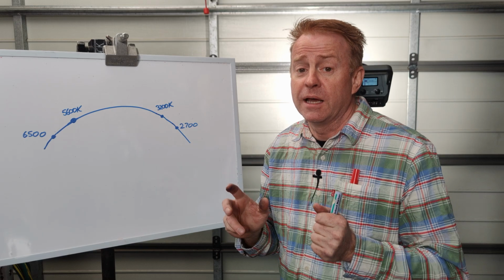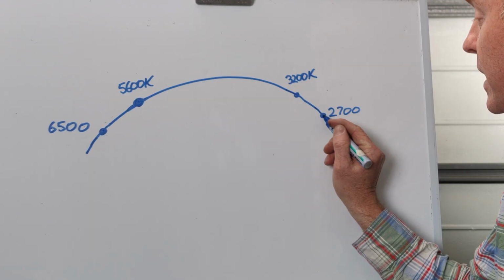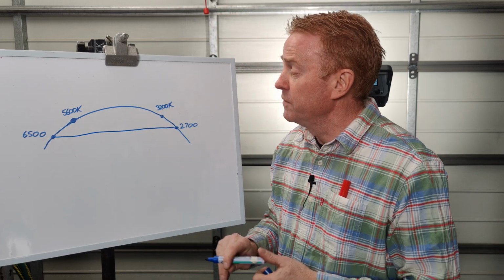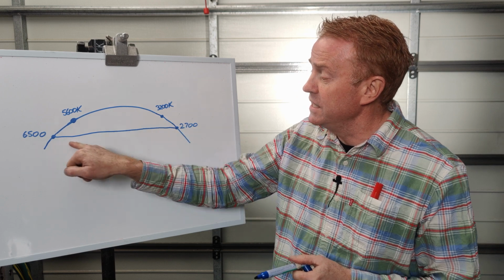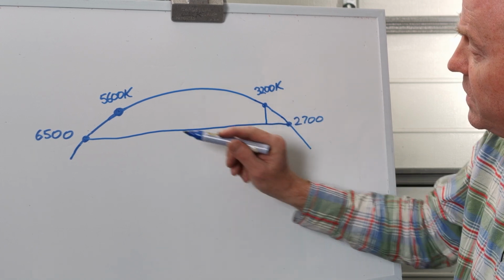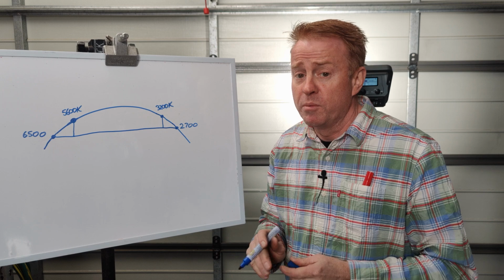But the problem with bi-color is you're fading in between. And when you fade in between, it tracks in a straight line. It doesn't go in a curve. So this straight line is below the Planckian curve through here. So this is magenta, particularly at 3,200 Kelvin and at 5,600 Kelvin. So this is a common problem.